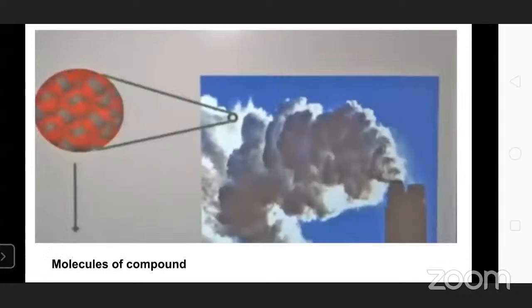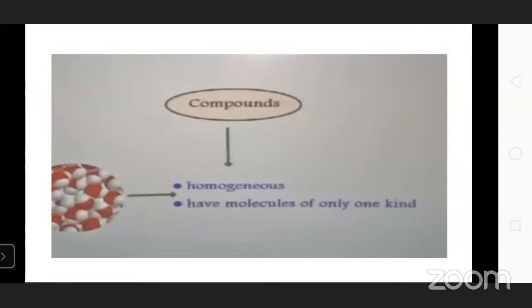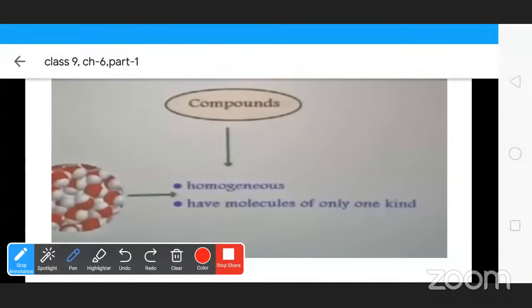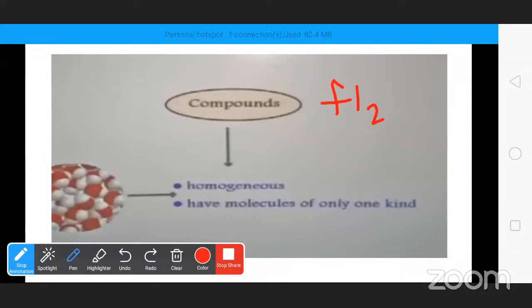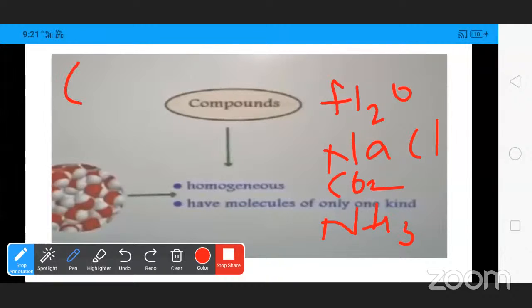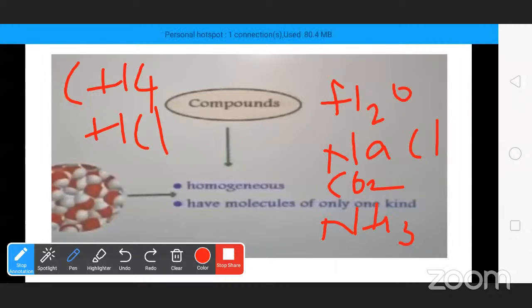So these compounds are homogeneous and have molecules of only one kind. Always, for example, we will take any example here: CO2, NH3, CH4, HCl. Whatever the compound you take, all the compounds are homogeneous. Homogeneous pure substances have molecules of only one kind. Always the ratio is fixed.